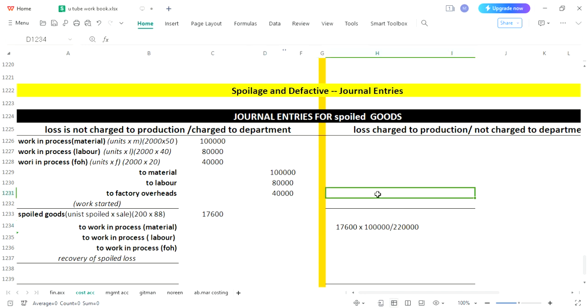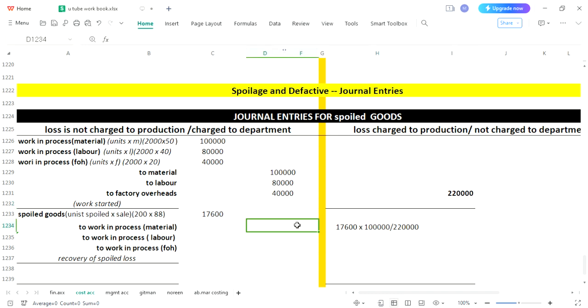How have we calculated the sum? First amount was 1 lakh, and then you have added second amount, then added third amount, so we have got the total as 220,000. Multiply individual divided by total. Again, I'm letting you understand. Amount of spoiled was 17,600, which was recovered. You need to multiply it with individual amount, that was 1 lakh, and then you needed to divide by total of these amounts, which was 220,000.